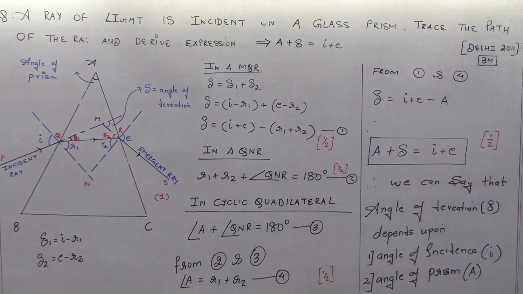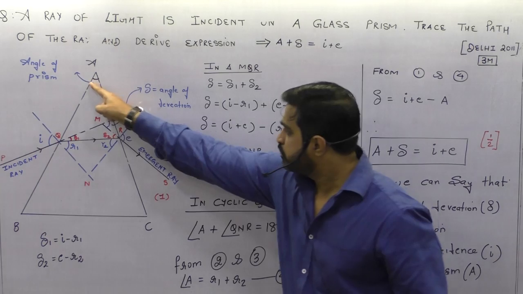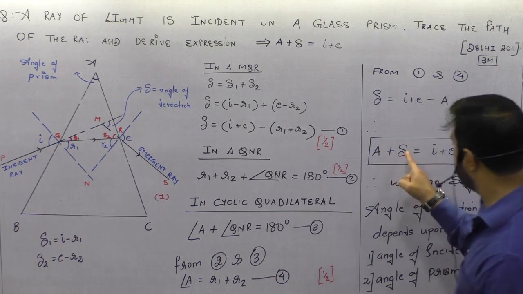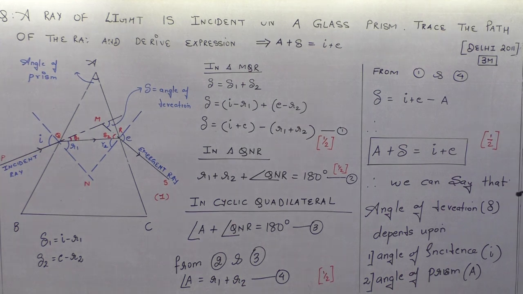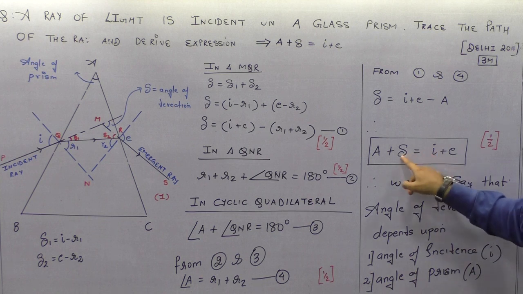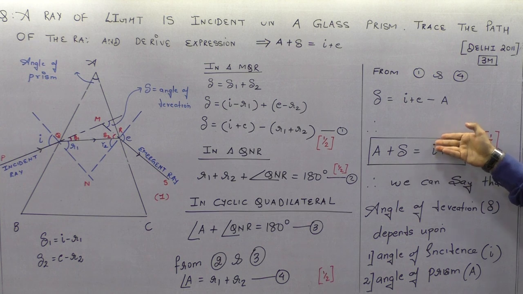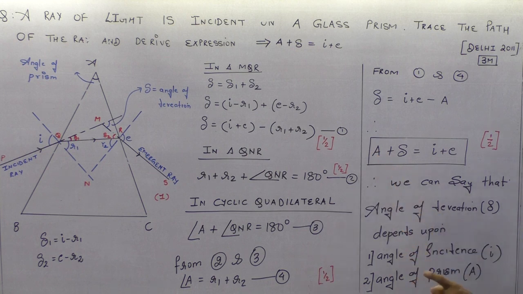So we know from here that A is the angle of the prism. What is delta? Angle of deviation. By how much is the ray deviated? I is the angle of incidence, E is the angle of emergence. So can I say angle of deviation depends on angle of incidence? It depends on the angle of prism, and it also depends on the material of the prism, that is, on mu. So we can say delta depends on I, delta depends on A, and delta also depends on the material of the prism.